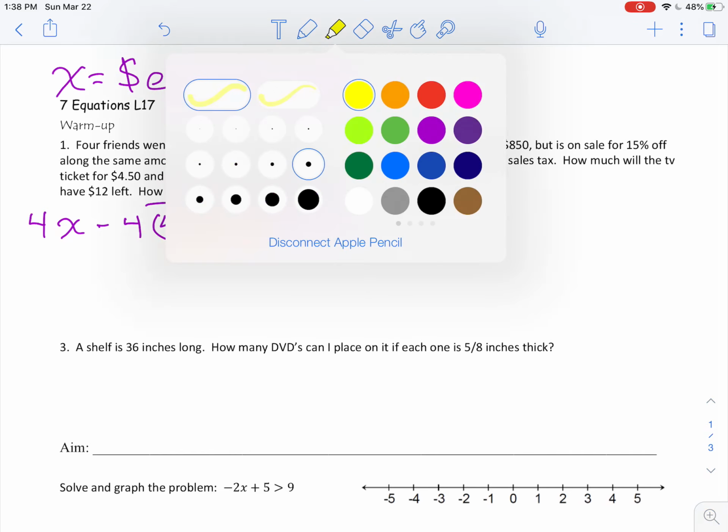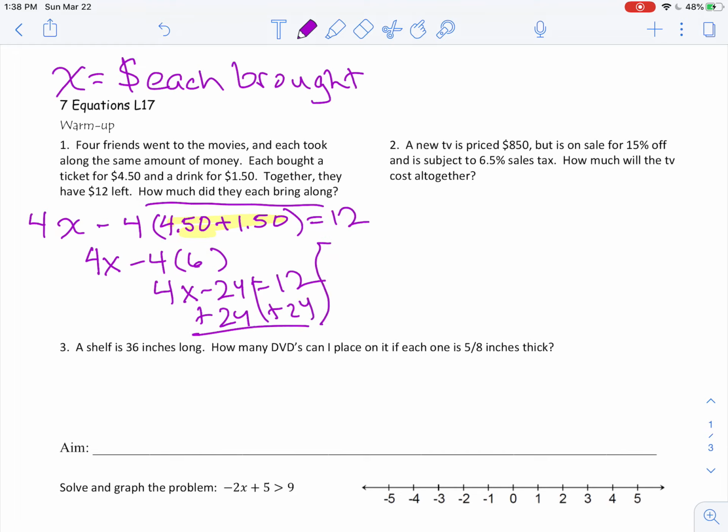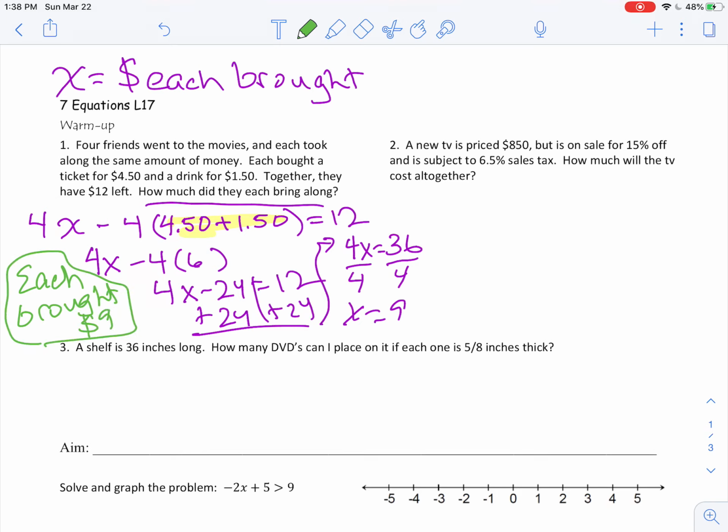So there's our equation. When we start, I'm going to go inside the parentheses and do that math first. So let's see, 4, 5, 6. And so we have 4x minus 24 is equal to 12. And we solve that equation. Not much room here. So we go like this, like this, like this, and we get our answer. And so then we put our answer over here that each brought $9. Hopefully that's what you found.